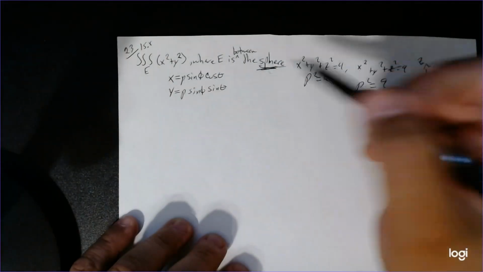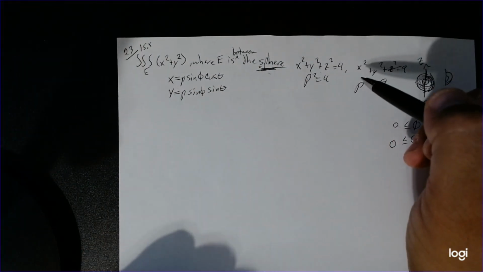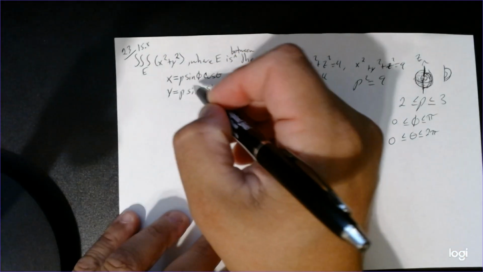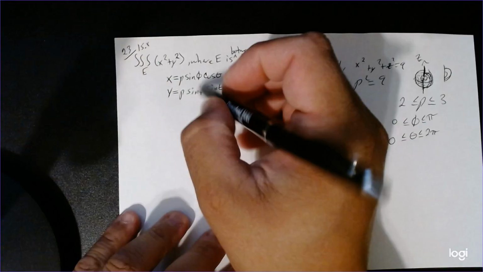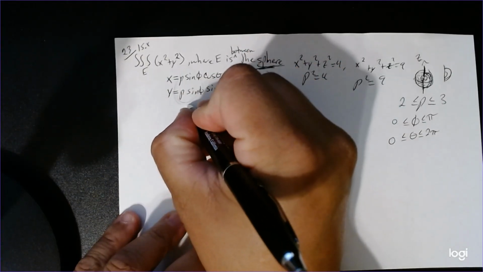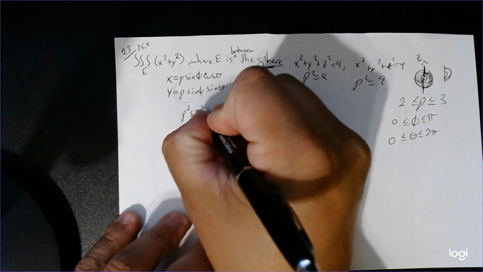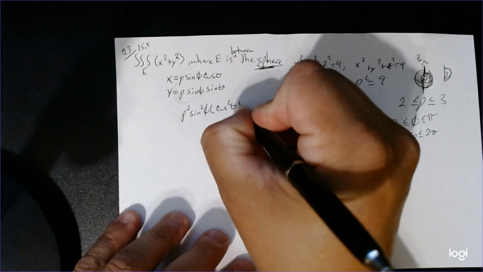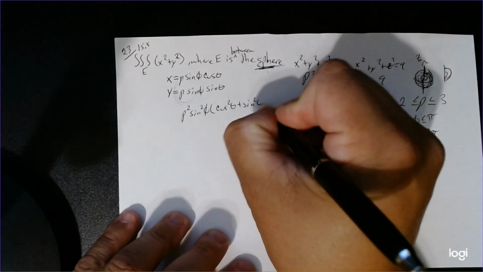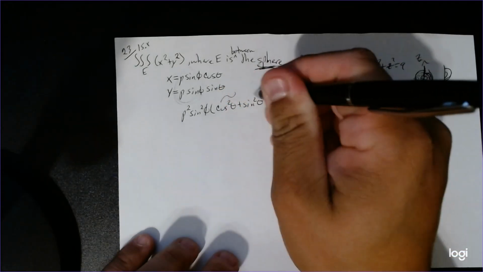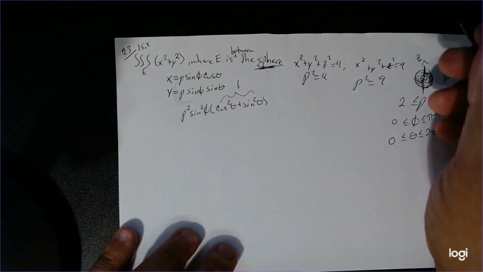All right, so we're going to have to square these and add them together. If I square them and add together, notice they have this in common. So I'll have rho squared sine squared phi times cosine squared plus sine squared theta. And notice this gives you one, which is great. So not that bad.